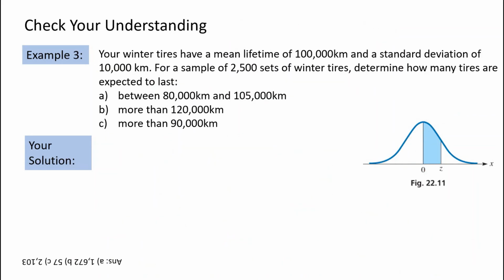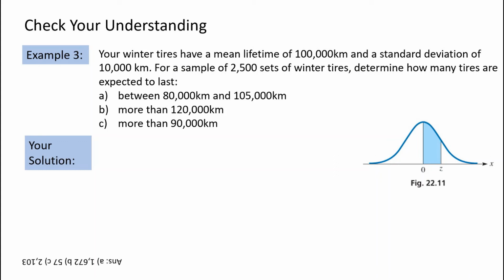All right, so our second example, again, just to show you how to use this z value properly. Your winter tires have a mean lifetime of 100,000 kilometers and a standard deviation of 10,000 kilometers. For a sample of 2,500 sets of winter tires, determine how many tires are expected to last between 80,000 and 105,000 kilometers, more than 120,000 kilometers, and more than 90,000 kilometers.